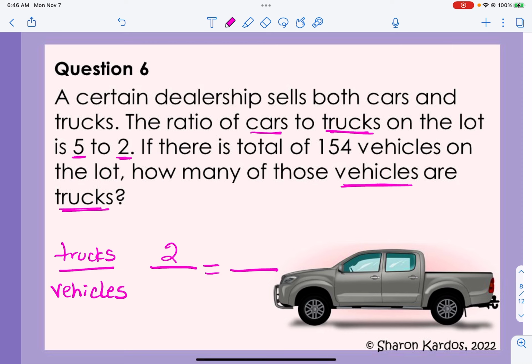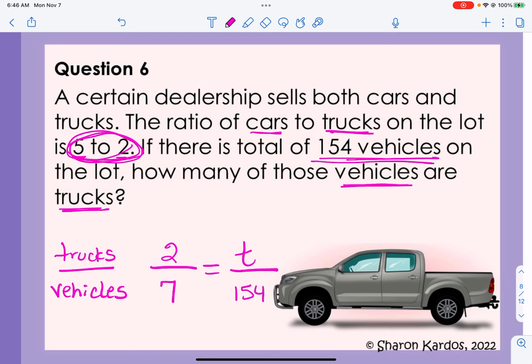And the most common place that I see you guys going wrong is you're writing a 5 here, and that is not correct. 5 would be for the cars, not for the total vehicles. The total vehicles would be if I add the cars and the trucks together, so you should have a 7 here. And then the other number in the problem, 154 vehicles, would go here. You could use any variable, but I'm going to use a T for trucks.